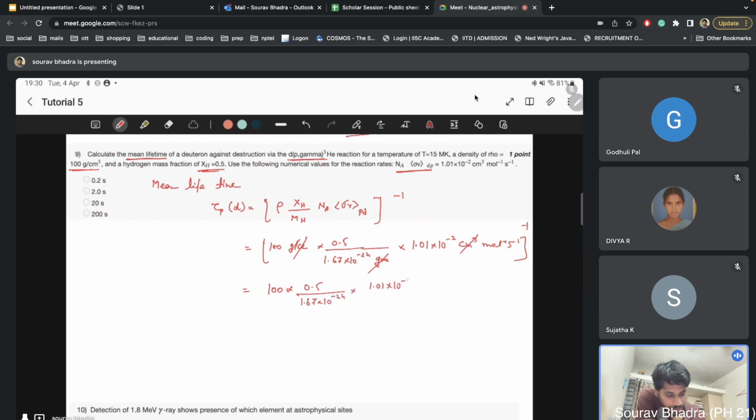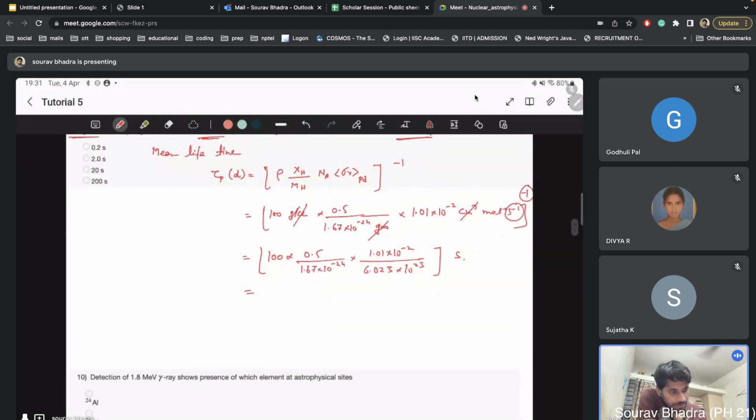1.01 into 10 to the power minus 2, and I will write the mole inverse as number of particles in a mole, which is 6.023 into 10 to the power 23, right? And the unit will be second inverse, and its inverse is second, and if you calculate it will be 1.99 seconds, or roughly 2 seconds you can say.